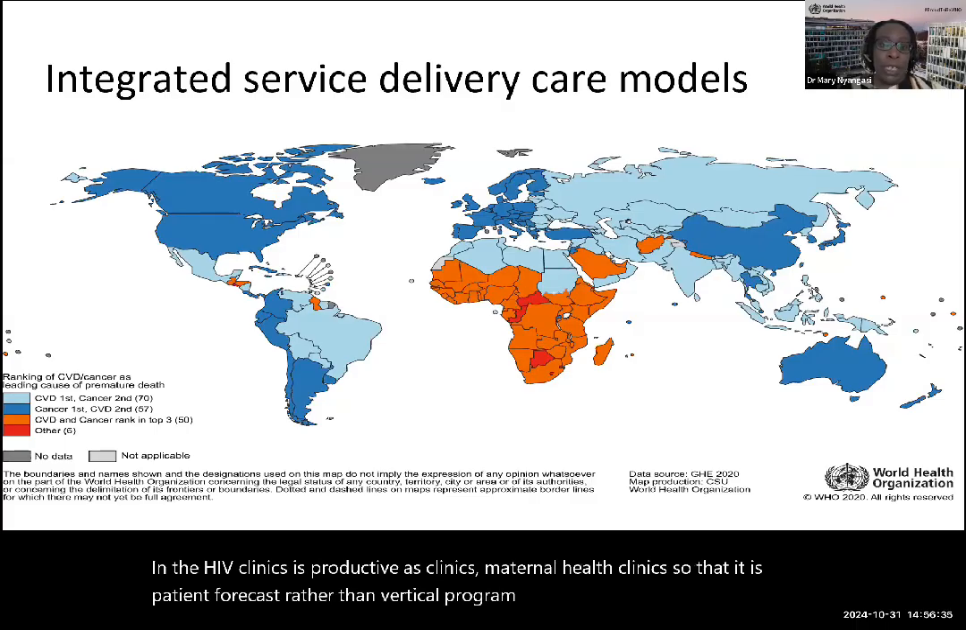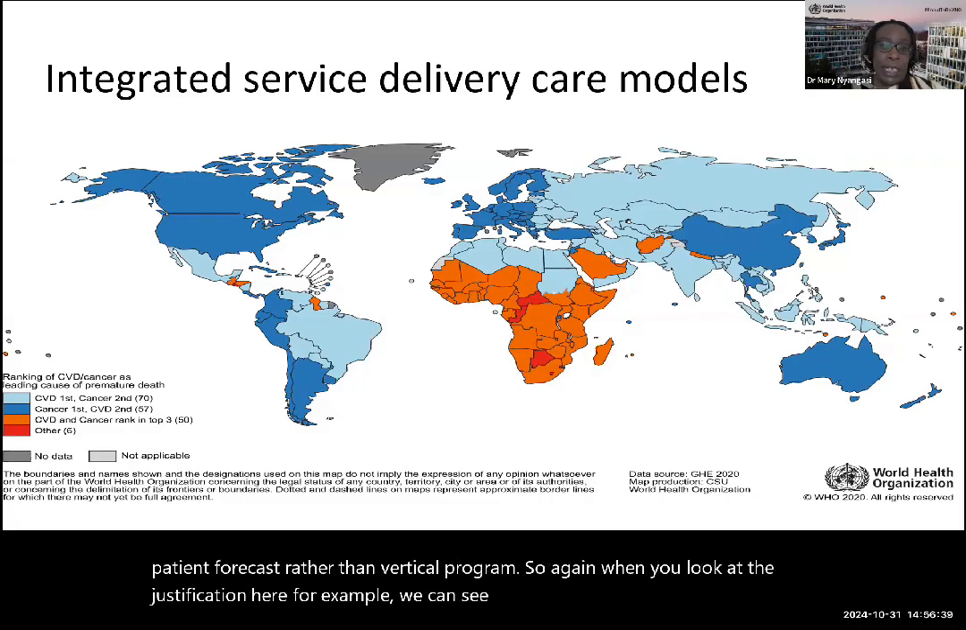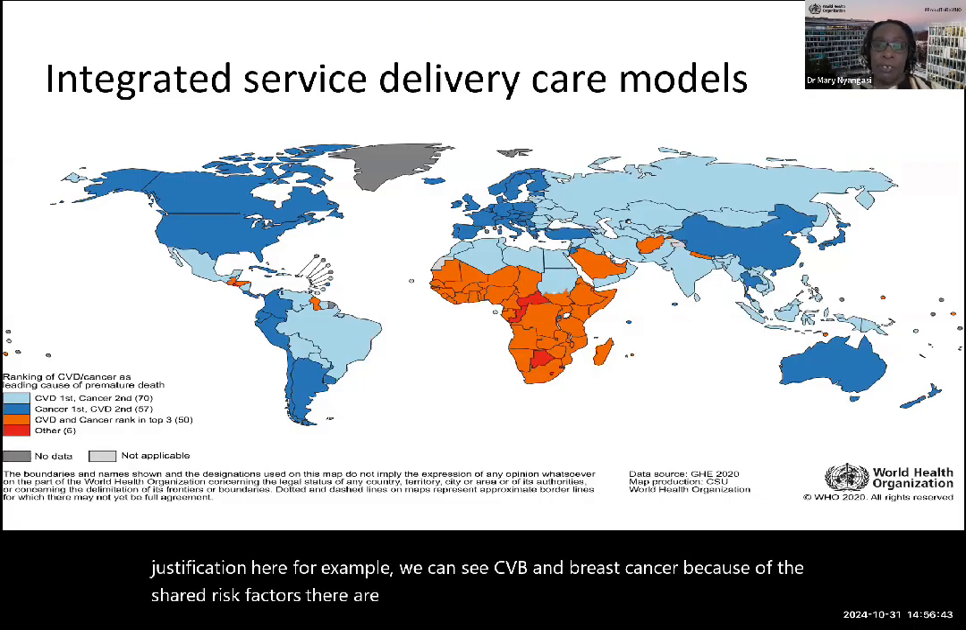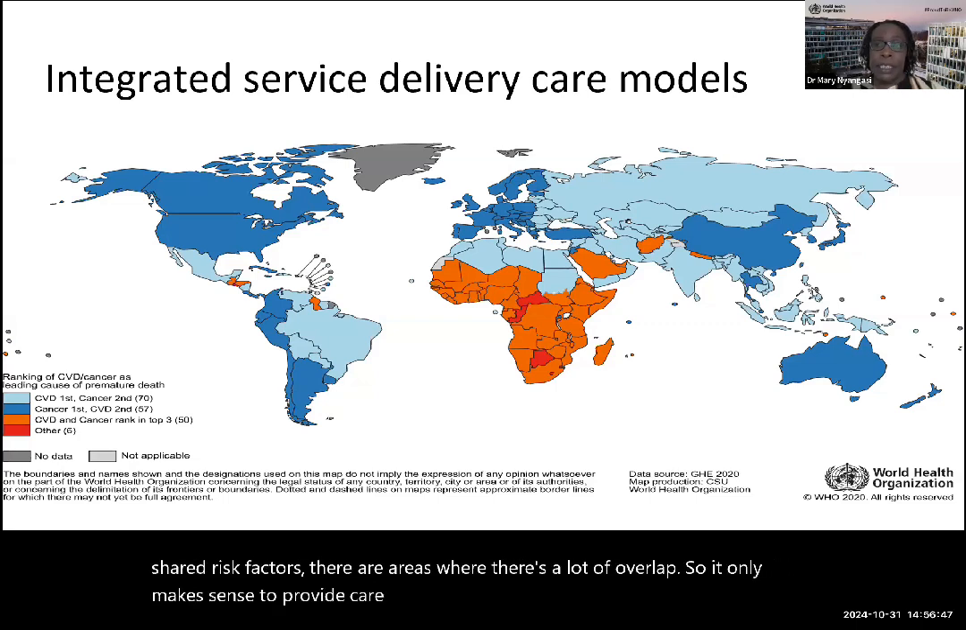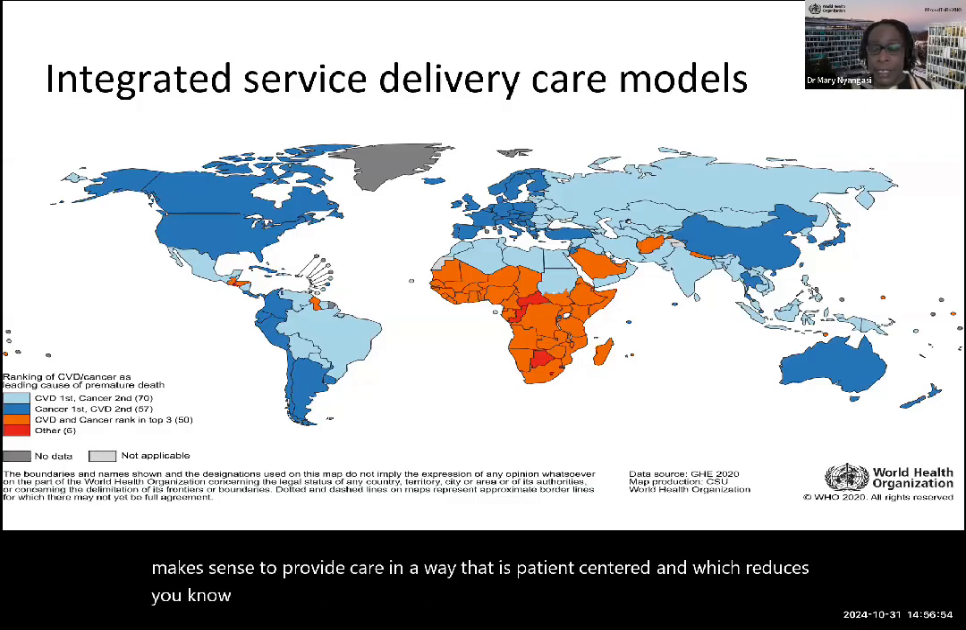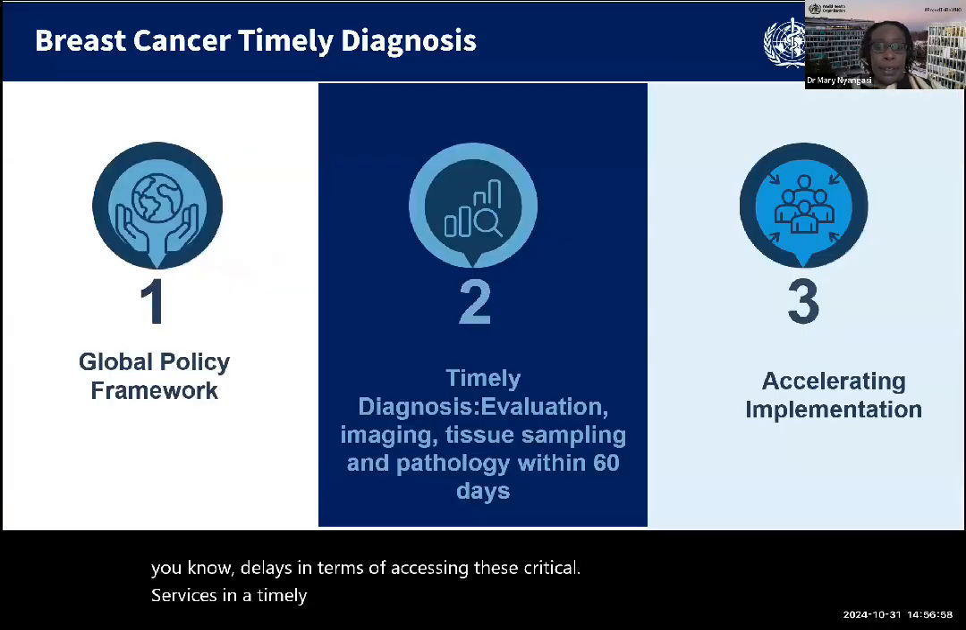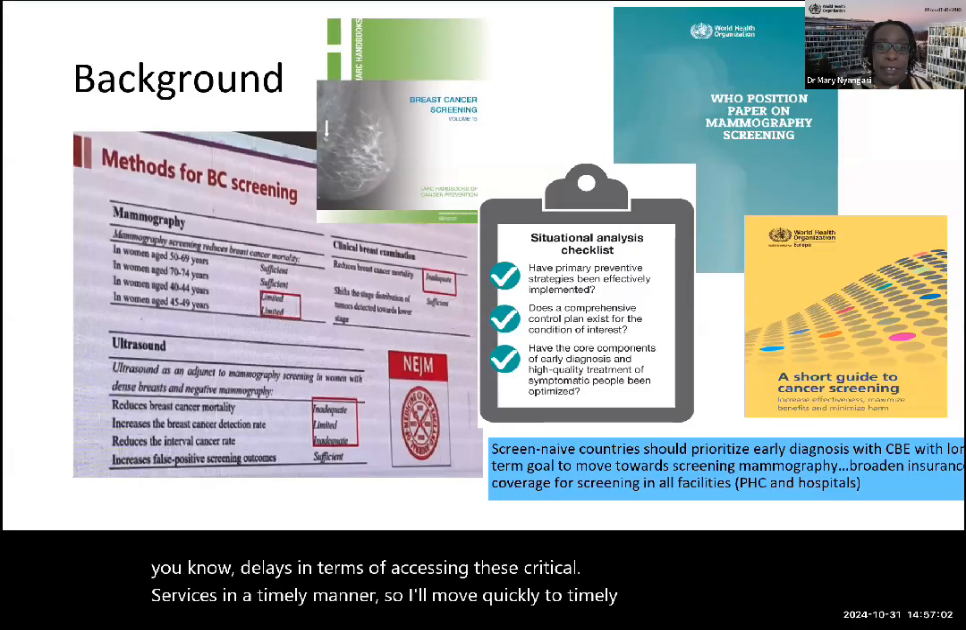So again, when you look at the justification here, for example, we can see CVD and breast cancer, because of the shared risk factors, there are areas where there's a lot of overlap. So it only makes sense to provide care in a way that is patient-centered and which reduces delays in terms of accessing these critical services in a timely manner. So I'll move quickly to timely diagnosis, just to give you a brief background.